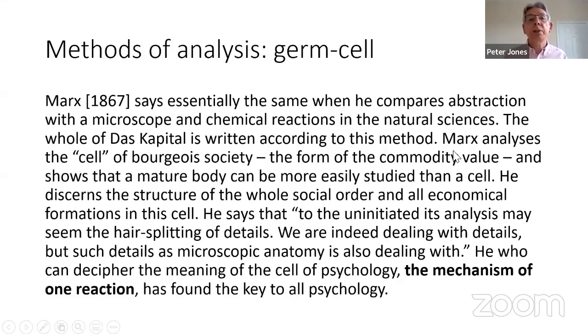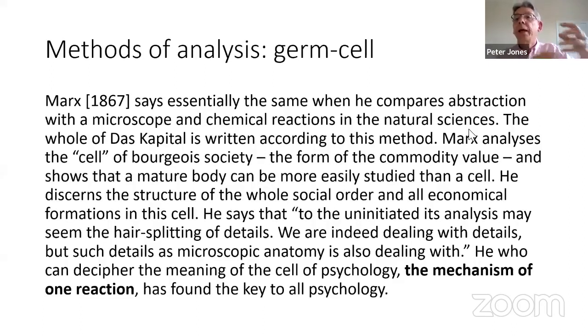Marx analyzes the cell of bourgeois society, the form of the commodity value, and shows that a mature body can be more easily studied than a cell. He discerns the structure of the whole social order and all economic formations in this cell, which is actually not quite true, but anyway. He says that to the uninitiated, its analysis may seem the hair-splitting of details. We are indeed dealing with details, but such details as microscopic anatomy is also dealing with. Now, this is what Vygotsky says. He who can decipher the meaning of the cell of psychology, the mechanism of one reaction, has found the key to psychology.